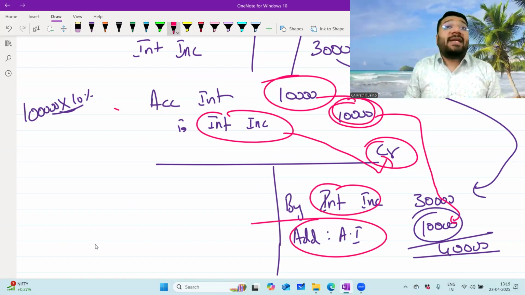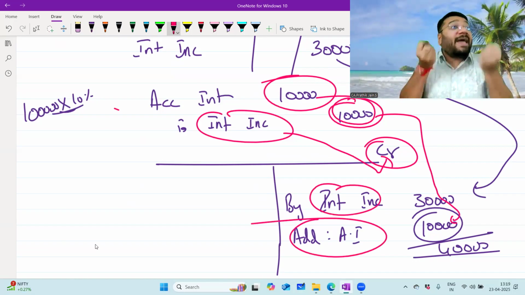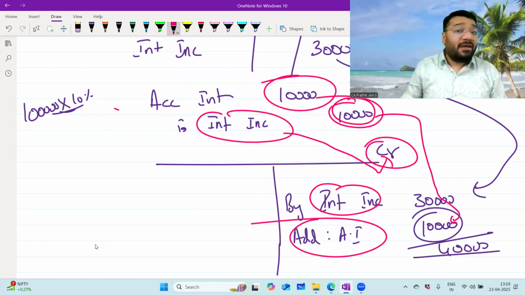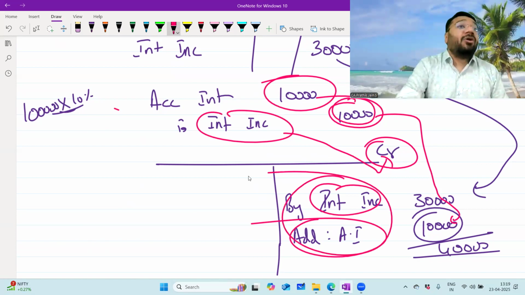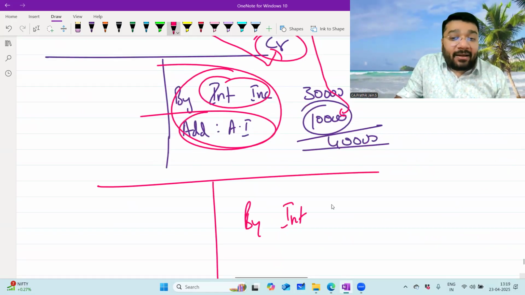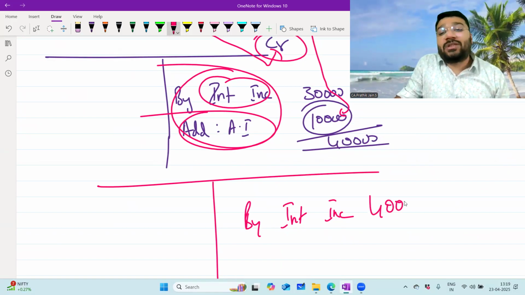And moreover, this presentation you can absorb and digest well. So people opted for this presentation. But in reality, will you have this presentation in the P&L? No. How does the P&L look? By interest income, the full 40,000 will come.